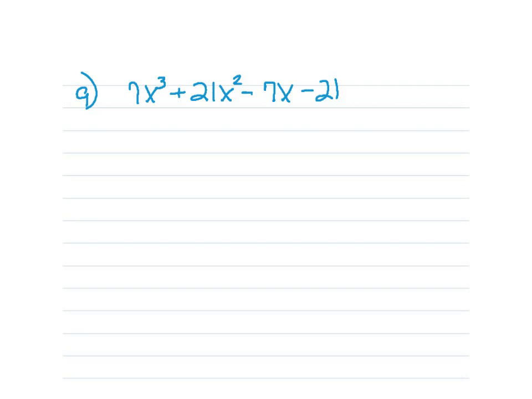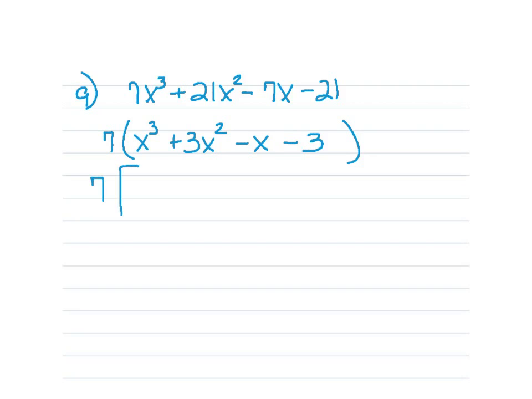First thing I'm going to do is look for a GCF, and I do have a greatest common factor of 7. Let's factor out the 7 first. So I'm left with x cubed plus 3x squared minus x minus 3. My next step would be to group the 4 terms into two groupings. So let me do that.